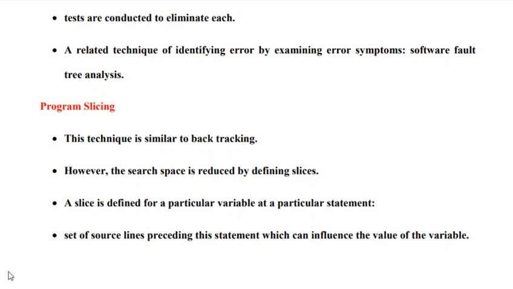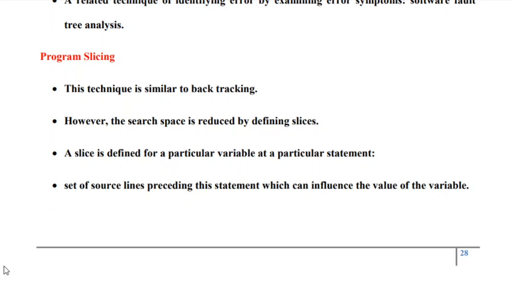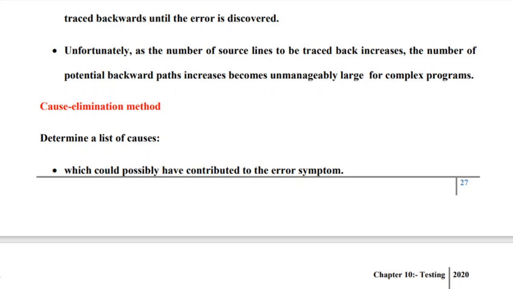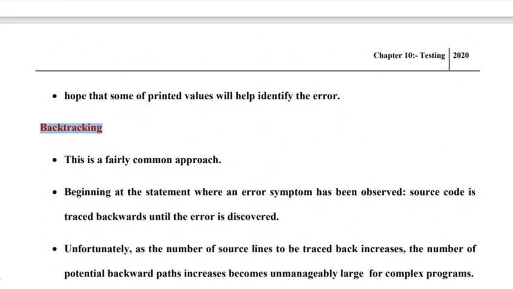Now, the fourth one is called program slicing. Program slicing is a mechanism where we divide the overall program into slices. That means we partition the program into smaller subsections, and then we carry out backtracking, right? It's kind of an evolution of the backtracking approach, where in program slicing we reduce the size of the search space. So these are the four debugging methods that we have: brute force approach, cause elimination, backtracking, and program slicing.